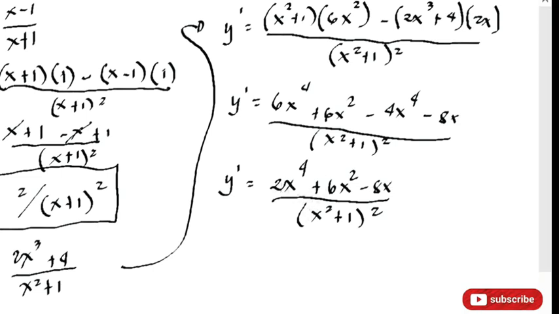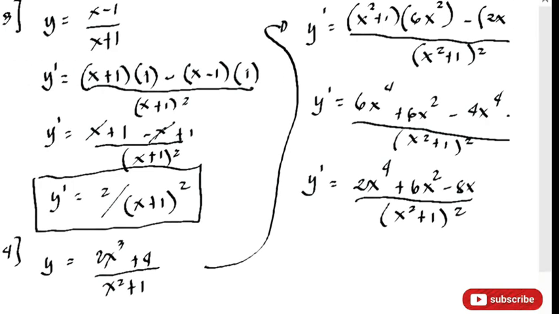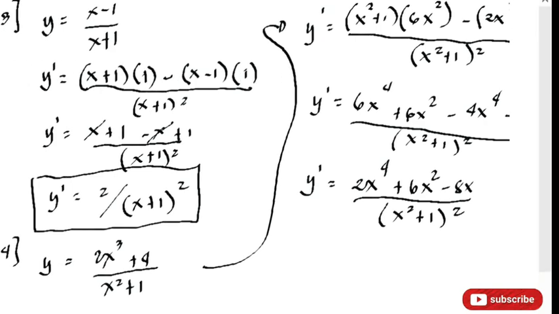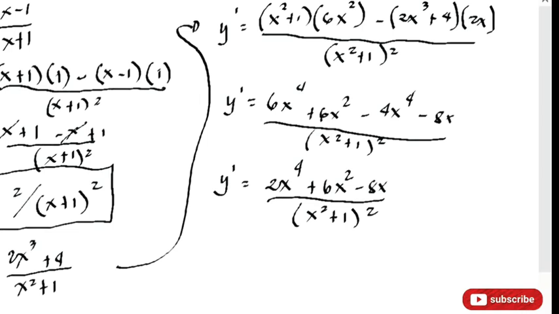If you want, you can still factor out the GCF of this, which is 2, but let's leave it like that. So, the derivative of y equals 2x cubed plus 4 over x squared plus 1 is equal to 2x to the 4th plus 6x squared minus 8x over x squared plus 1, the quantity squared. Some more examples.